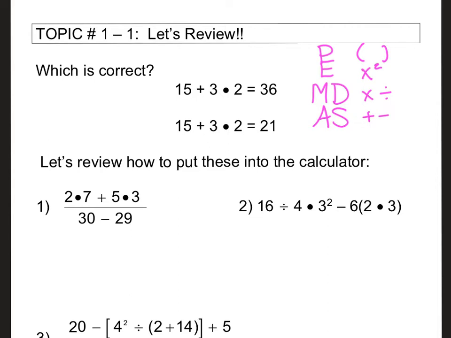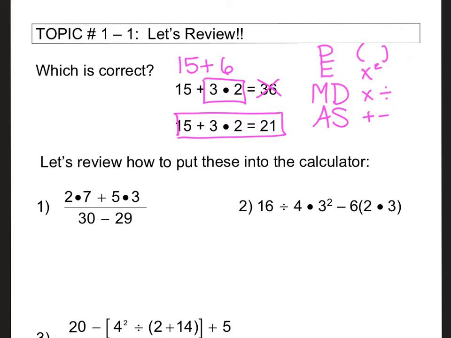Well, we don't have any parentheses and we don't have any exponents, so it looks like we would need to multiply first. So that means that we would need to multiply the 3 and the 2 first, which gives us 6. And then we would need to add the 15 plus the 6, and we should get 21, not 36. So this is the correct way to solve that problem.